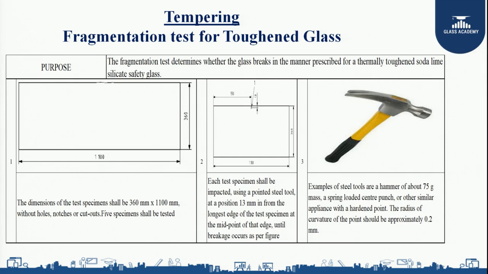Next, each test specimen shall be impacted using a pointed steel tool at a position of half inch, that is 13 mm, from the longest edge of the test specimen, at the midpoint of the edge, until the breakage occurs. You can see in the figure my glass dimension is 1100 by 360 and my longer side is 1100, so I am taking a midpoint, that is 550, and from the midpoint I am leaving half inch, that is 13 mm, and from there I am impacting. Examples of steel tools are a hammer of about 75 gram mass, a spring loaded center punch or similar appliances with a hardened point. The radius of curvature of the point should be approximately 0.2 mm.